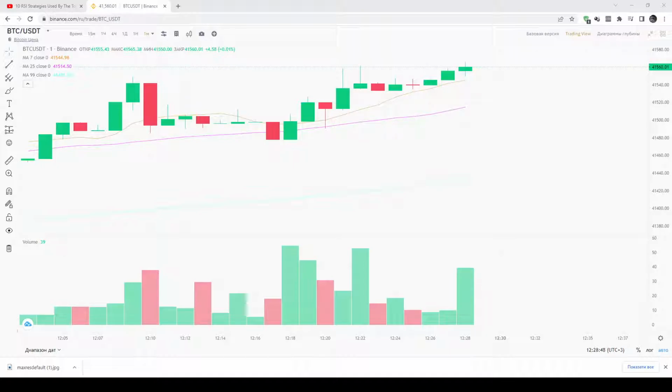Sixth, combine RSI with a leading indicator for better results in order to achieve a proper balance in your trading.